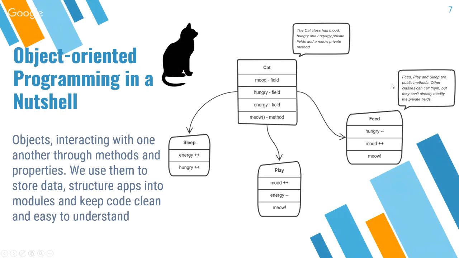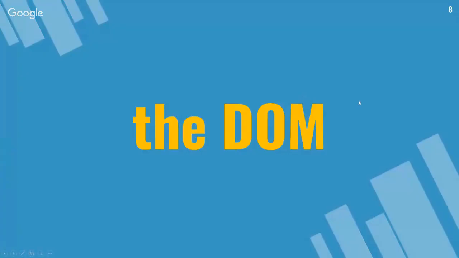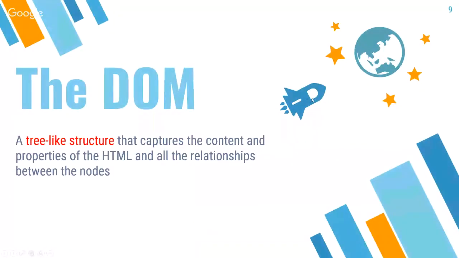Now, with this in mind, let's actually begin exploring the DOM. Like I said in the beginning, we'll go through various definitions and try to make sense of them. The first one is that the DOM is like a tree-like structure that captures the content and properties of the HTML and all the relationships between the nodes. Notice how it says the content and properties of the HTML.